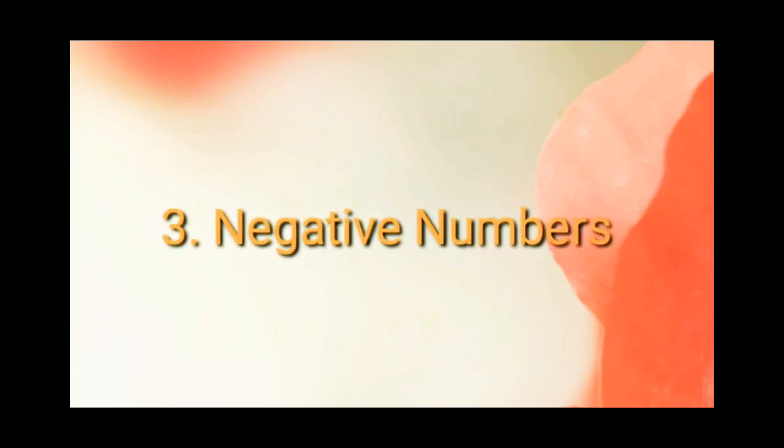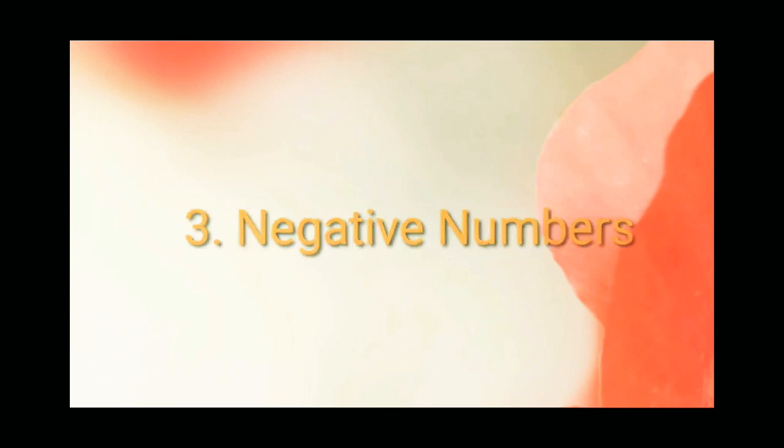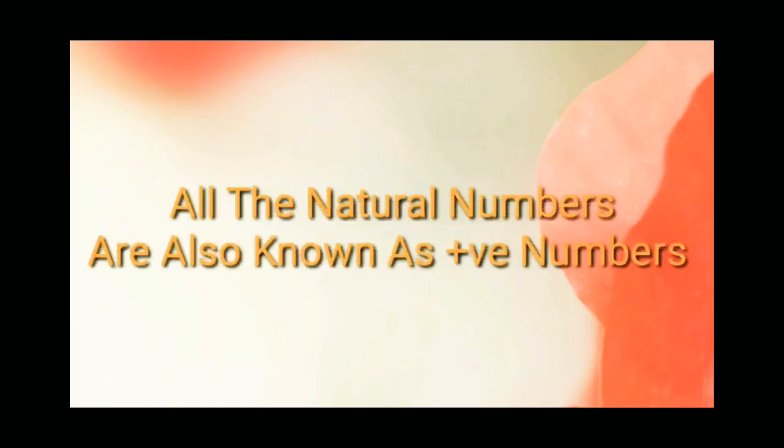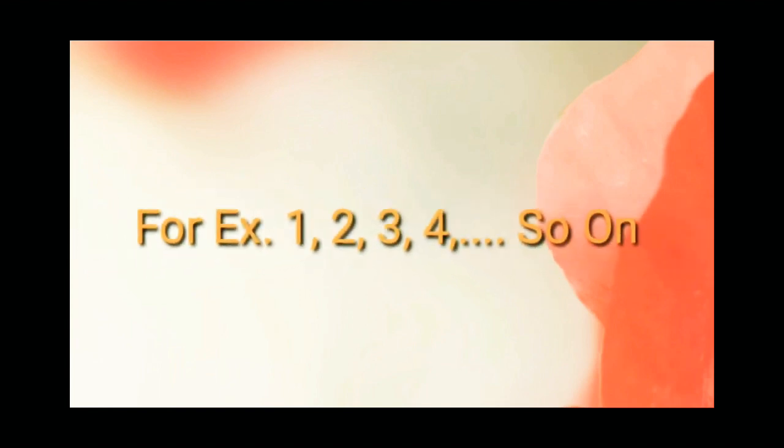And the next category is negative numbers. All the natural numbers with a negative sign are called negative numbers. For example, -1, -2, -3, -4, -5, and so on. Similarly, the next category is positive numbers. All the natural numbers are also known as positive numbers, meaning positive numbers and natural numbers are both similar. Example: 1, 2, 3, 4, and so on.